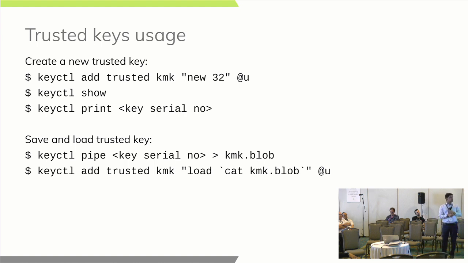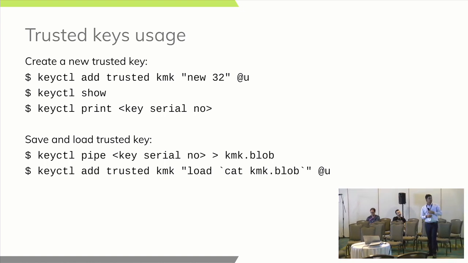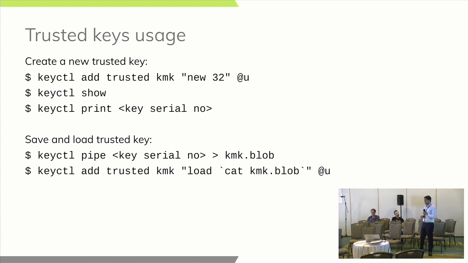So this is the common way of utilizing the trusted keys using the keyctl that's already there. To create a new trusted key, we have these commands. This is just to create a new one, and you just print the key ID. If you want to export that key, you just need to do this command and put it into a blob and then later load onto the keyring.